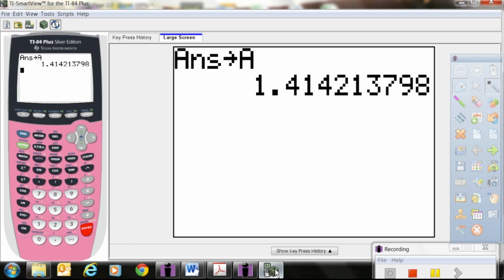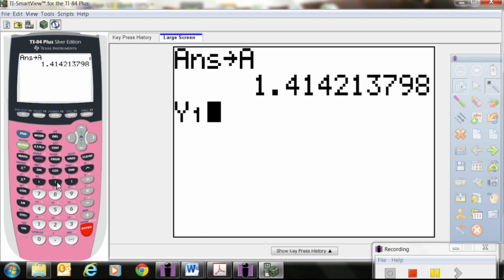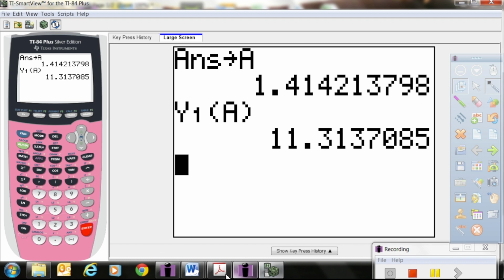You can go back to your calculator. And now that we have this stored into A, you can go call up Y1, which is where our area is, second trace, Y1, right? And you can ask your calculator to evaluate it at alpha A. And then that would be the minimum area. So 11.314. Correct to 3 decimal places, I'm a rounder.